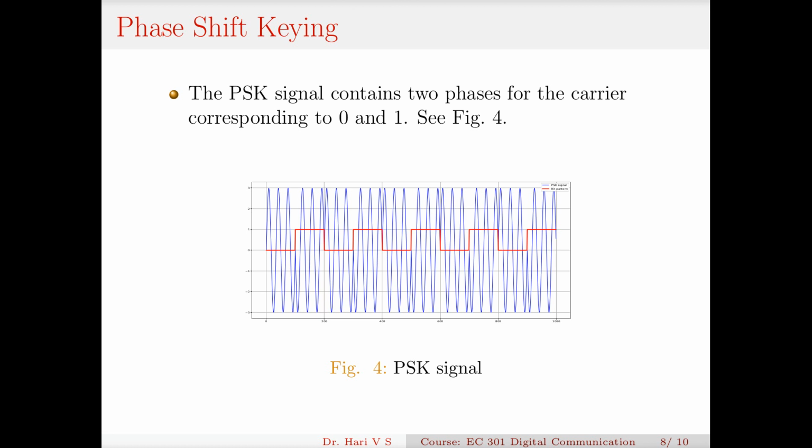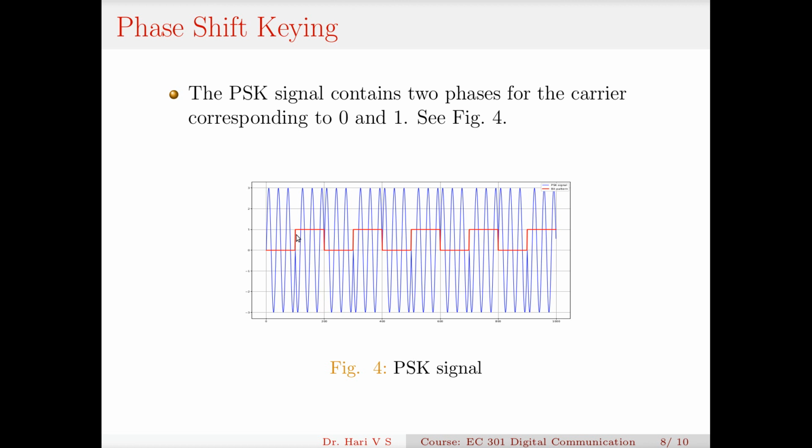Now comes the third variant, that is phase shift keying. Here, instead of using a frequency change, it uses a phase change. A PSK signal uses two phases for the carrier corresponding to the zeros and ones. See, if I look at this diagram again, I use the same bit pattern: 0 for 100 nanoseconds and 1 for another 100 nanoseconds. So you can see that from here to here, I see the carrier sinusoid coming here.